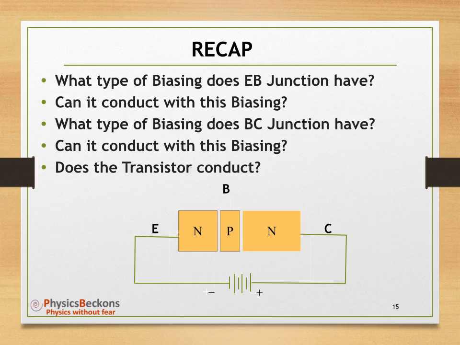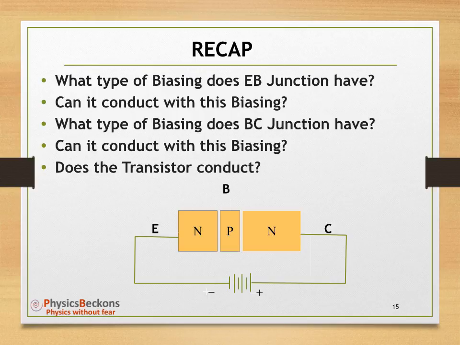For your reference, the diagram is redrawn here. First question is, what type of biasing does emitter base junction have? If you look at this emitter base junction, emitter is N type and base is P type. With the emitter connected to negative terminal of the battery, emitter base junction is forward biased.